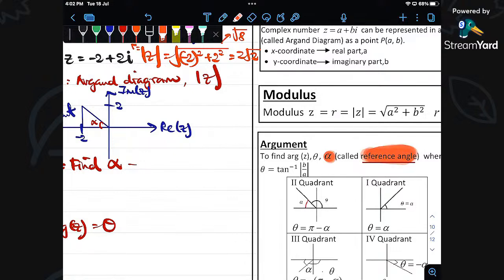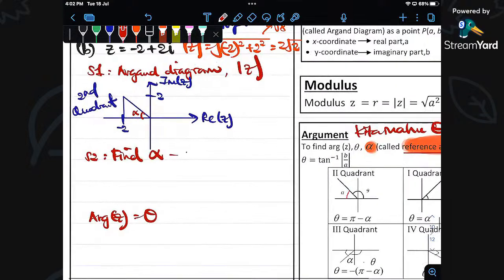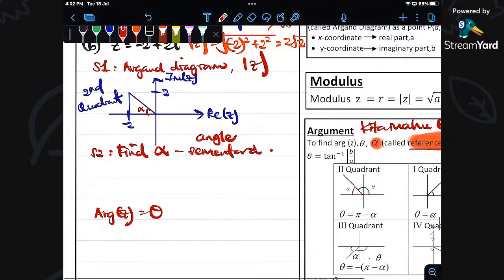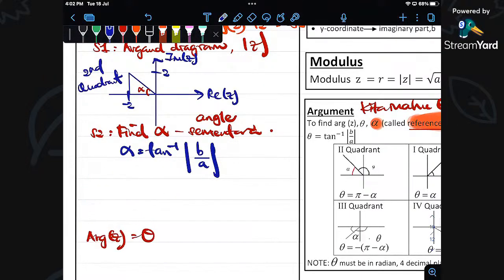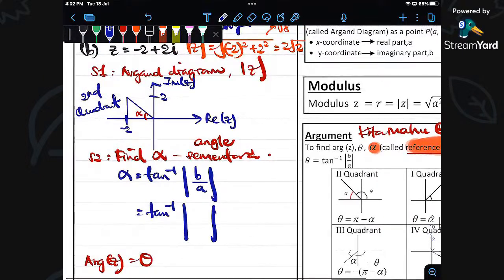Okay. Kita bukan mahu alpha. Kita mahu theta. Remember this. Kita mahu theta sahaja. Alpha ini hanyalah sementara. Angle sementara lah saya panggil dia. And then we need to memorize the formula of alpha is actually B over A. Okay. So this B over A, you sub in the value, you will get what? So B kamu adalah 2.